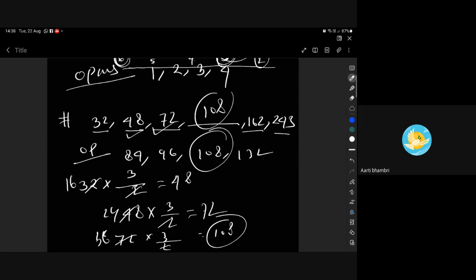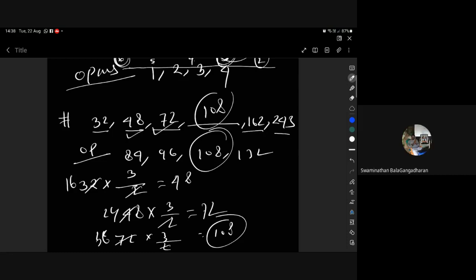Have you understood this problem? Otherwise, I will again explain. Understood, sir. So the numbers are getting multiplied not by 1, not by 2, but 1.5 times. That is 3 by 2. Everyone has understood this problem? Yes, sir.